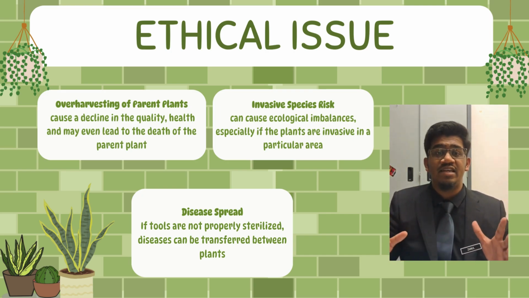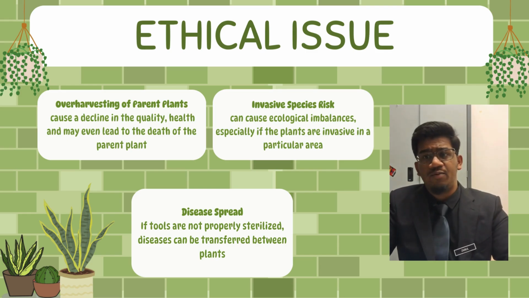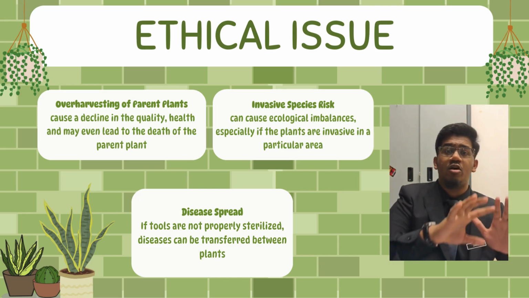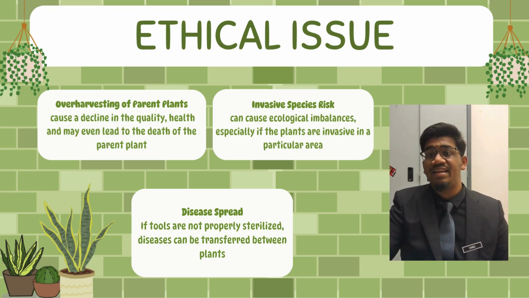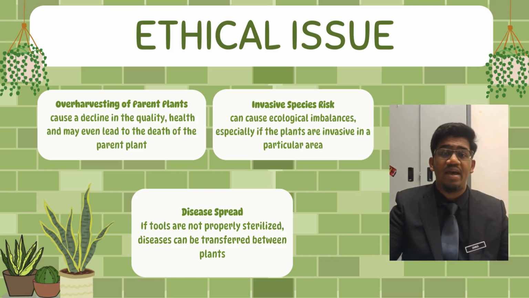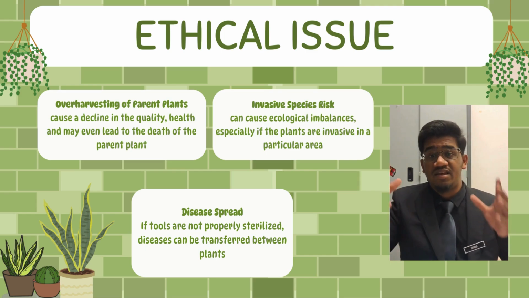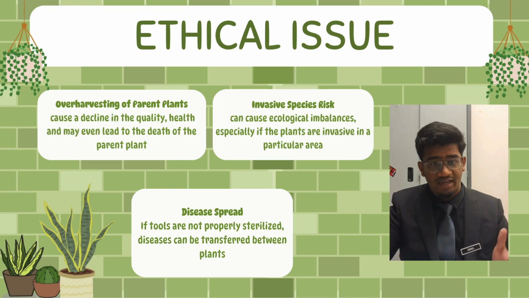On this slide, we are going to discuss the ethical concerns surrounding plant propagation by division. Firstly, there is the issue of over-harvesting the parent plant. When we take too many divisions from the original plant without giving enough time to recover, it can lead to a decline in health, lower quality or even death of the parent plant. This is why it's important to follow best practice and allow recovery periods.